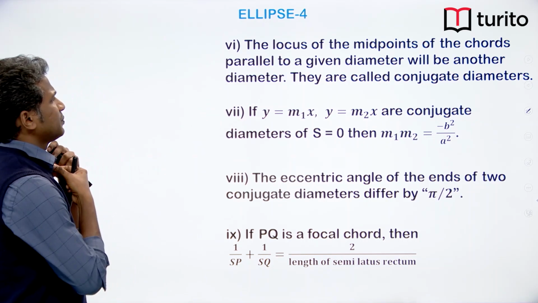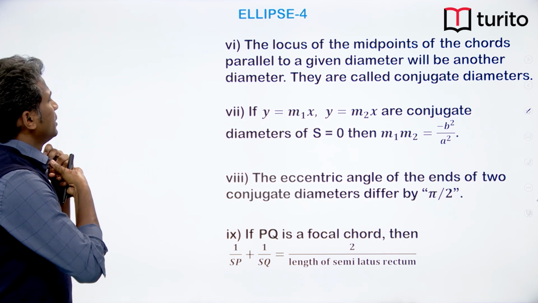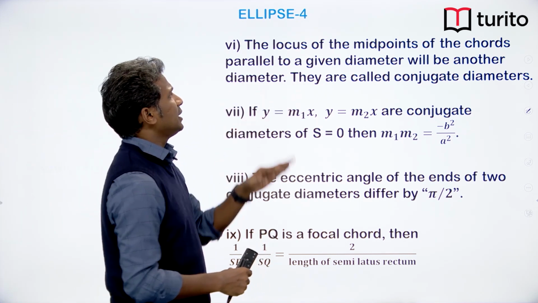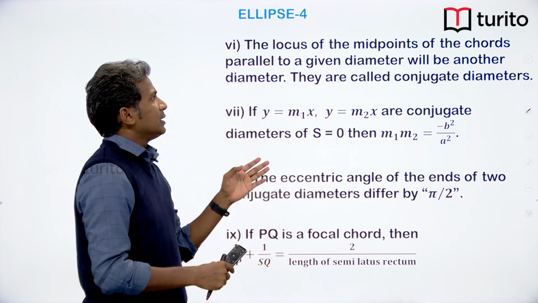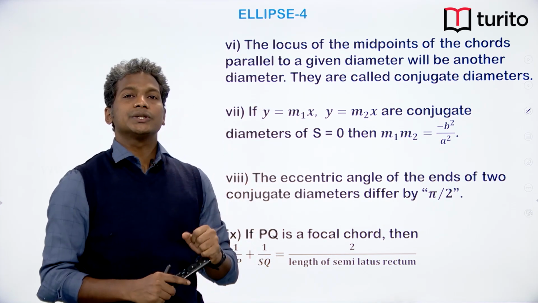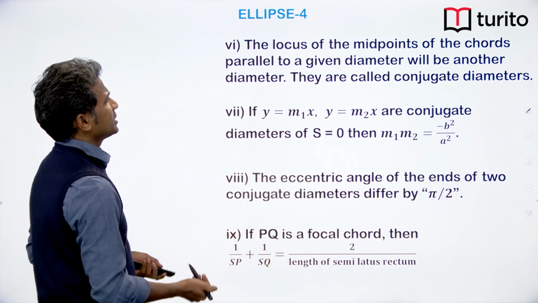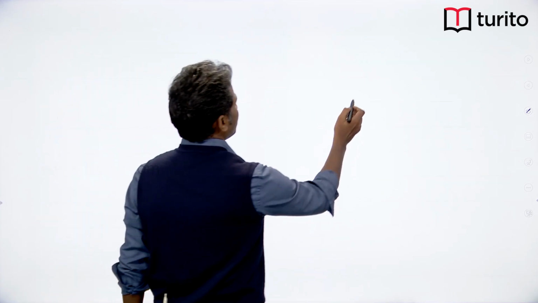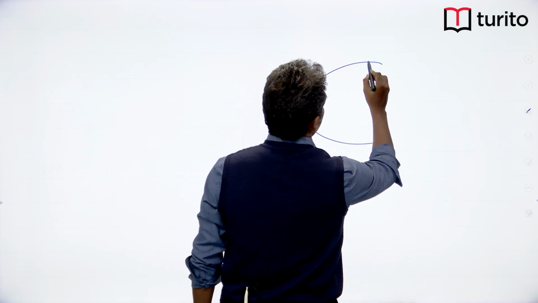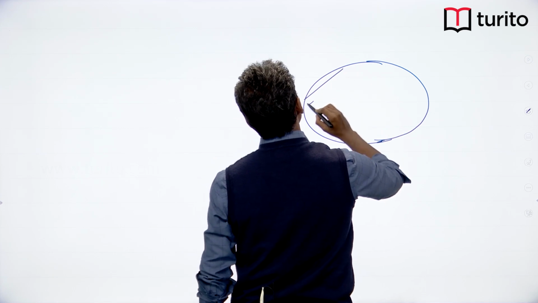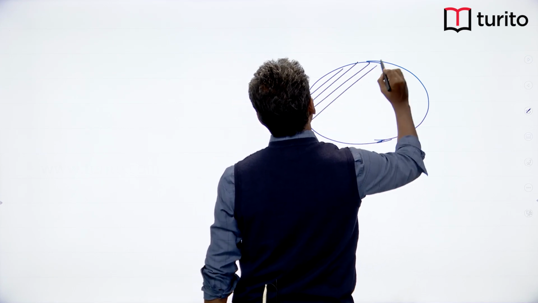So we have the first property which is: the locus of the middle points of chords parallel to a given diameter will be another diameter which is called the conjugate of the original diameter. So here the situation will look something like this. Suppose I have one ellipse, okay, and I have some chords here which are basically parallel chords.